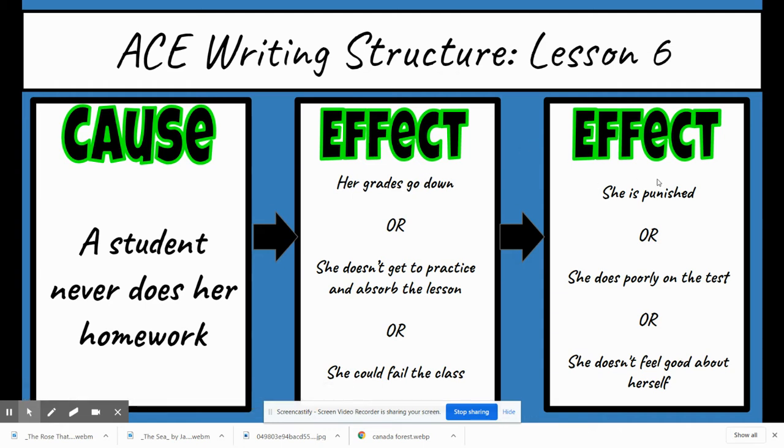If her grades go down, she gets punished. If she doesn't get to practice or absorb the lesson, she does poorly on the test. Or if she fails the class, she doesn't feel good about herself. And this could even go on even more, you guys. She's punished, so she doesn't get to go to her friend's birthday party. She does poorly on the test, so she fails the class. She doesn't feel good about herself, and she starts to have depression. These could keep going on and on and on. This is why we call it a cause and effect flow chart.